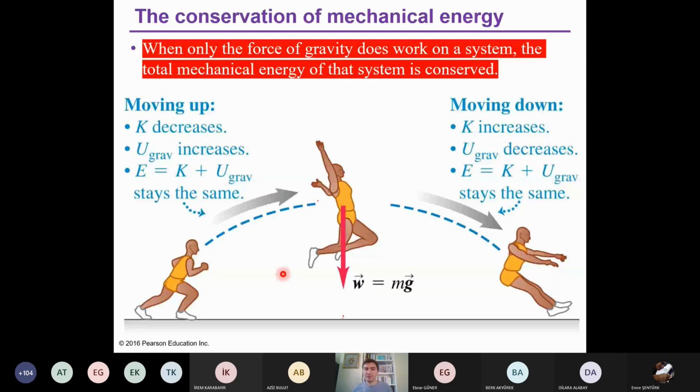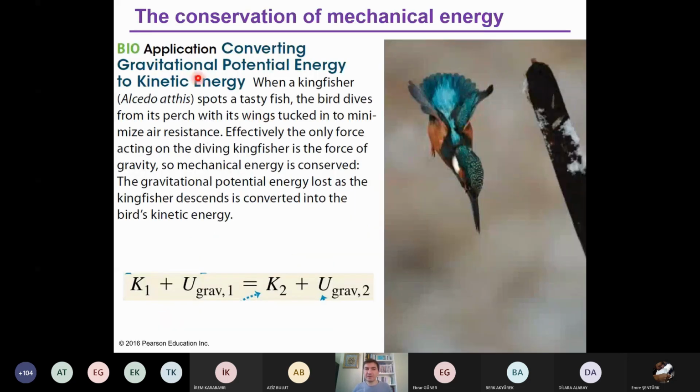Okay, another example. This is a bioapplication, converting gravitational potential energy to kinetic energy. This is a kingfisher, in Turkish yalı çapkını veyahut da balıkçıl diye biliniyor. When a kingfisher spots a tasty fish, the bird dives from its perch with its wings tucked in to minimize air resistance. So what do you see? Look at the shape of the kingfisher here. Look at the shape of the bird. So it tucks its wings into a minimum volume, okay? So then the volume of the bird decreases.